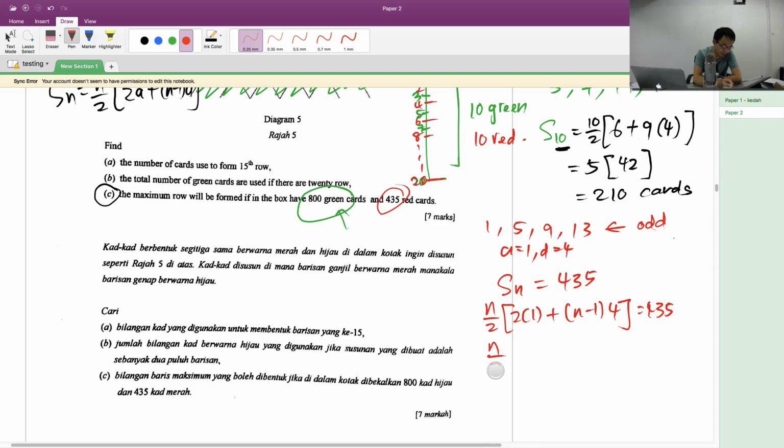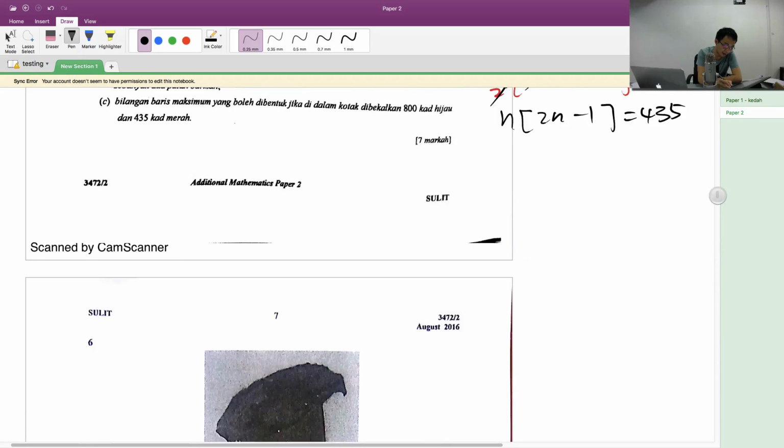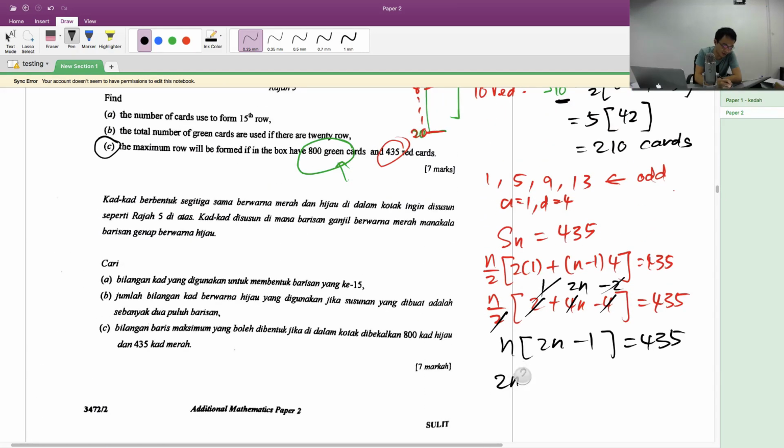Then I will solve this one. So n over 2, this is just 2 plus 4n minus 4 equals 435. Then I can divide by 2, it becomes n(1 plus 2n minus 2), so n bracket, this is 2n minus 1, equals 435. Then I need to solve this one. This is 2n squared minus n minus 435 equals 0.